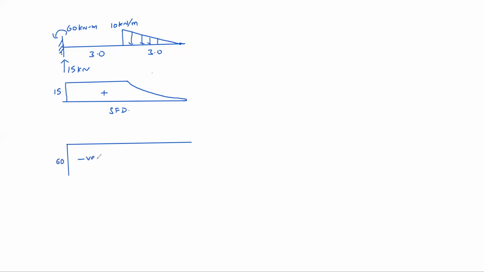Okay. Then at, let us assume it is B point. At B point, how much? Half into 3 into 10, that is 15 load into centroidal distance about B. How much? 15 into 1, 15 only, right?